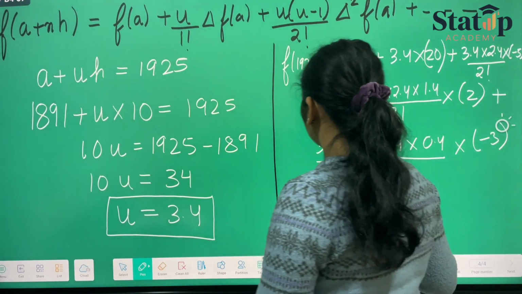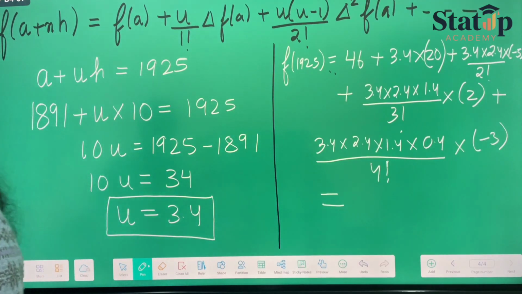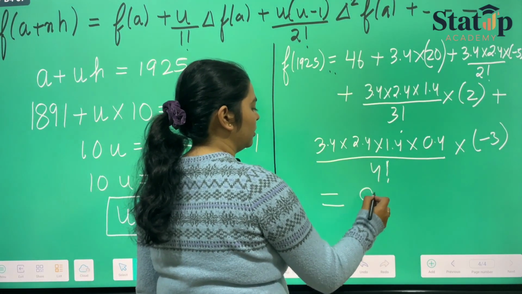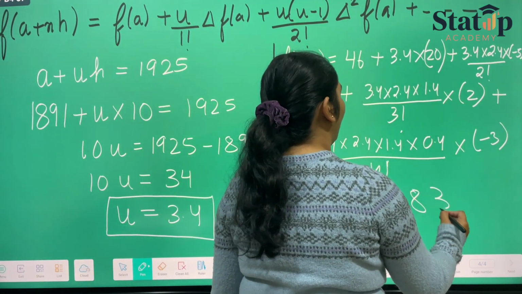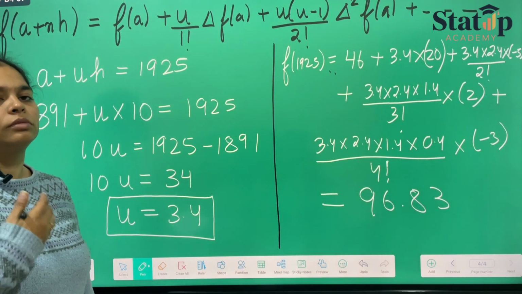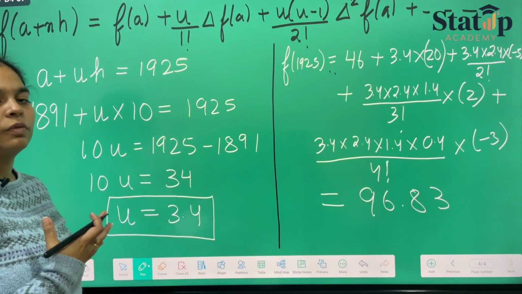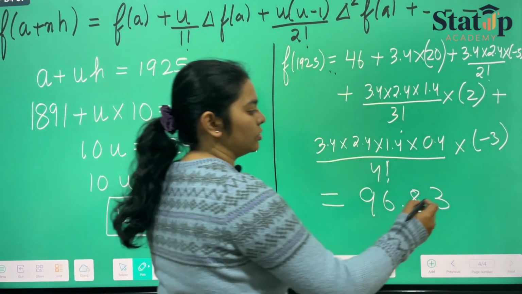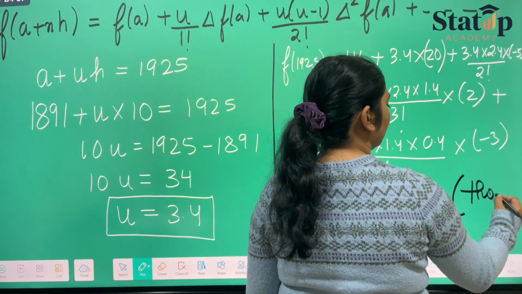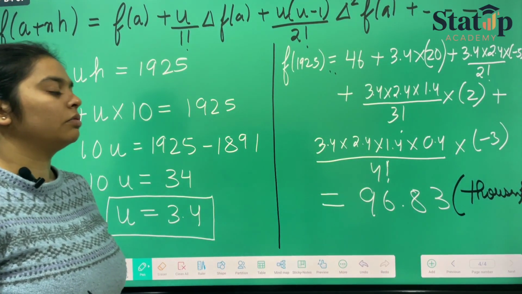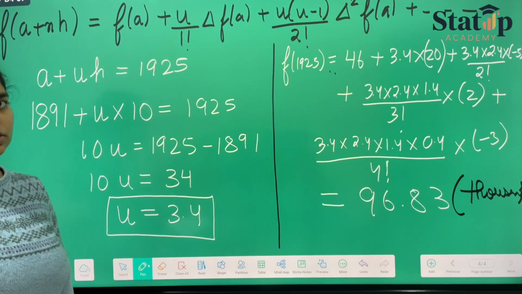And as and when we calculate this, we'll get our answer equal to 96.83 something. So in 1925, the population of the country Y will become 96.83 in 1000. Okay, this you have to mention, or just you have to find out this because it is an objective type.